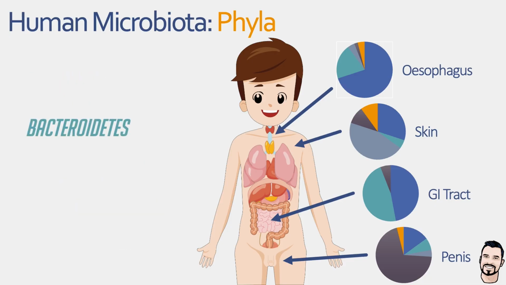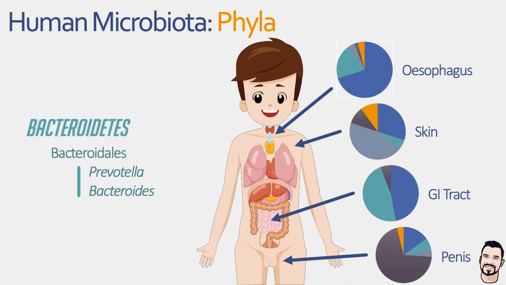Next, we have the bacteroidetes. These bacteria are gram-negative, mostly rod-shaped, though a few cocci can also be found. They are primarily obligate anaerobes, so they thrive in oxygen-free environments like the latter parts of the GI tract, though some are facultative anaerobes, meaning they can tolerate small amounts of oxygen found further up the GI tract.